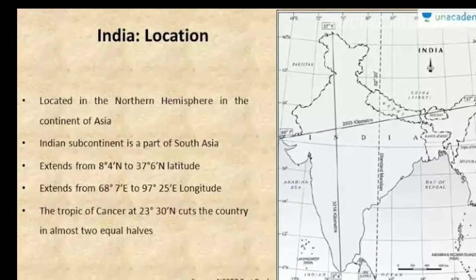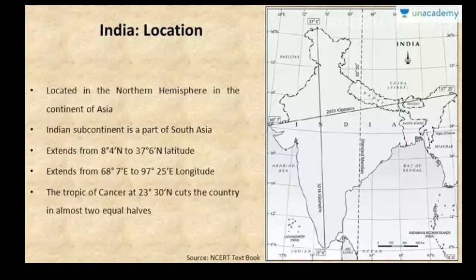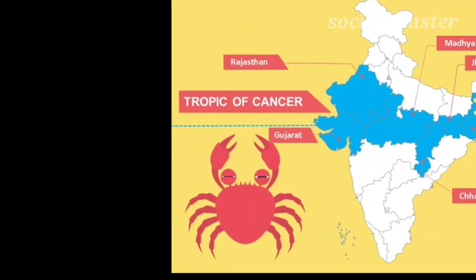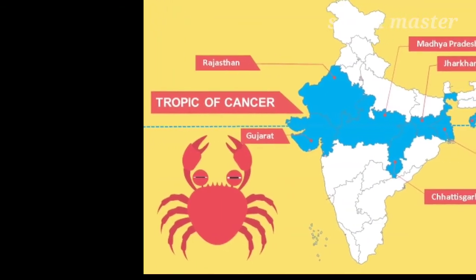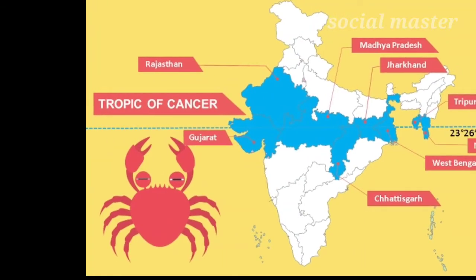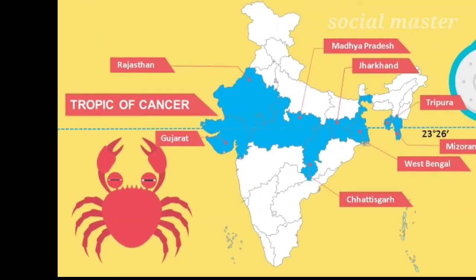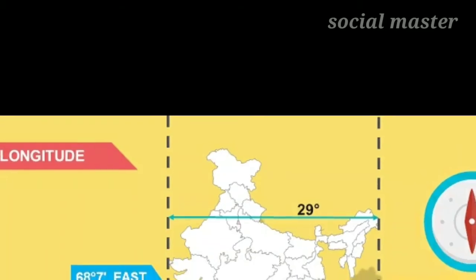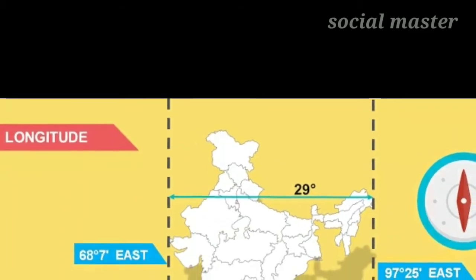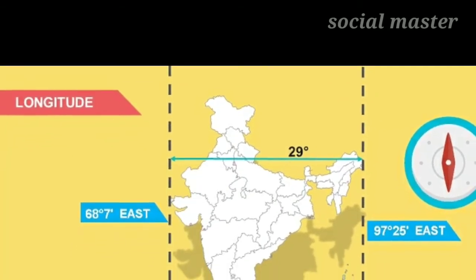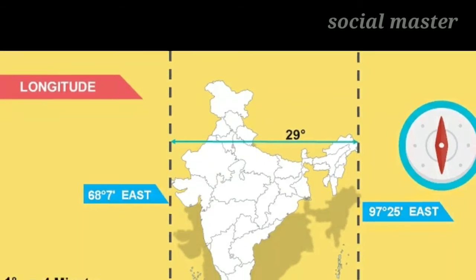First of all, we'll come to know that India lies in the northern hemisphere. The exact location of India, the latitudes and longitudes: 68 degrees 7 minutes to 97 degrees 25 minutes east longitude, and 8 degrees 4 minutes north latitude to 37 degrees 6 minutes north latitude.